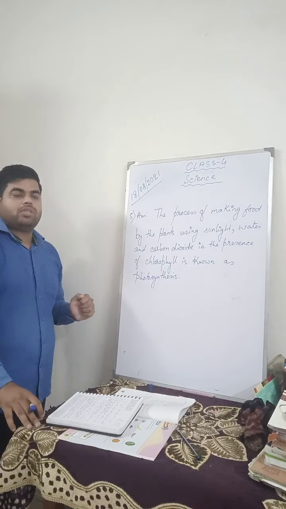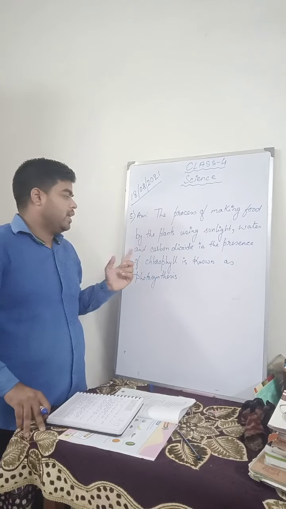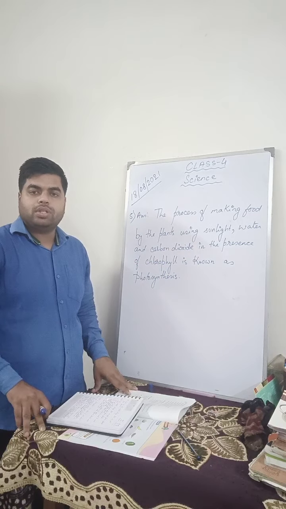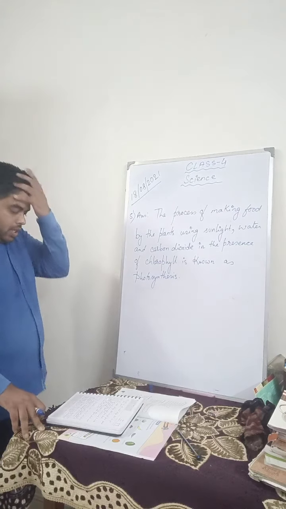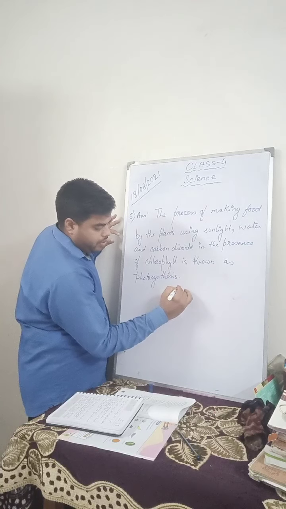So, what is photosynthesis? The process of making food by the plants using sunlight, water, and carbon dioxide in the presence of chlorophyll is known as photosynthesis. Now, they have given you one more part. How does it take place? You'll change the paragraph a little.